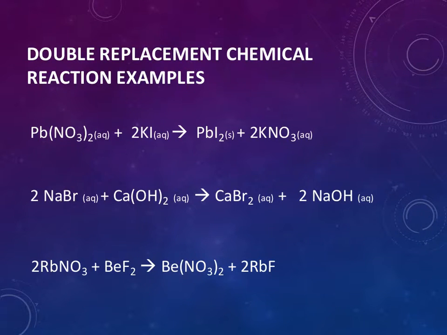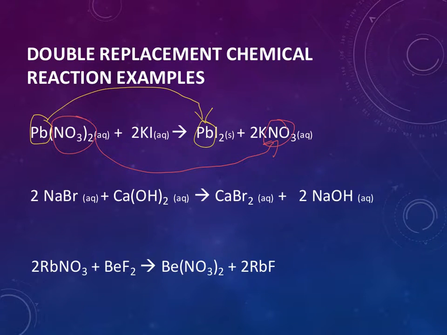So let's look at some examples real quick here. You can see here that we have two compounds, right? And all you're doing is switching the things. So my lead here is going to combine here, right? And my nitrate here is going to combine with the potassium. And then the potassium is going to combine here. And your last thing is your iodide is now going to be here.